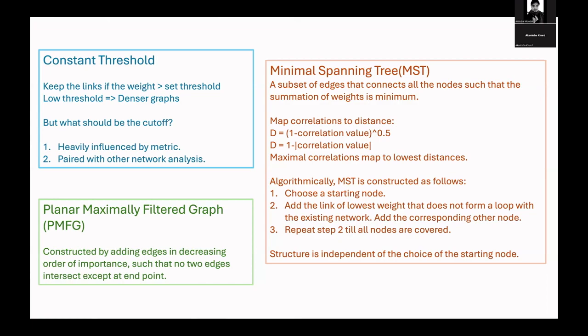Now, another method to construct a reduced network is called the planar maximally filtered graph. Here, the idea is to add the edges in the decreasing order of importance such that no two edges intersect except at one point. So overall, you can draw this graph completely on a plane without intersecting any two edges. This construction is freer in the sense that it allows for many more links, and thus more interesting structures to arise than what can possibly be done using a minimal spanning tree.